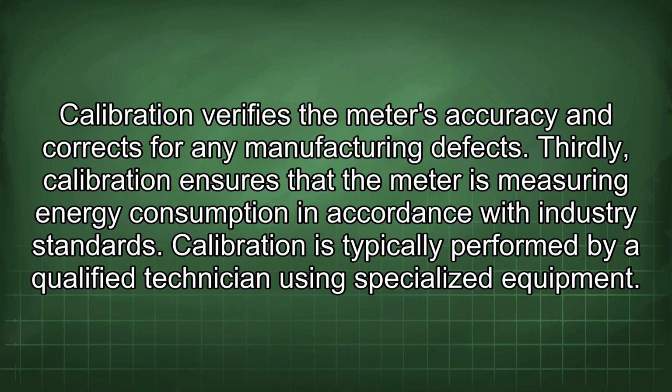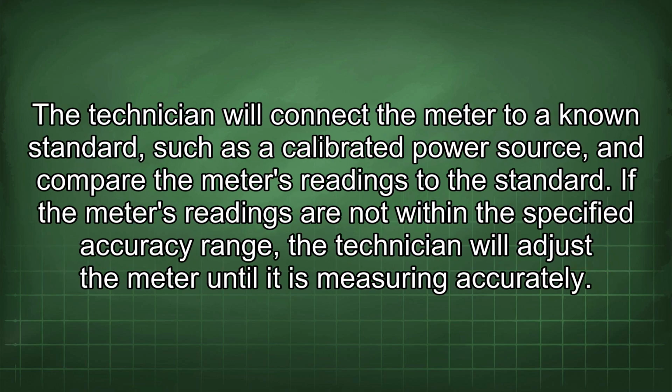Calibration is typically performed by a qualified technician using specialized equipment. The technician will connect the meter to a known standard, such as a calibrated power source, and compare the meter's readings to the standard. If the meter's readings are not within the specified accuracy range, the technician will adjust the meter until it is measuring accurately.